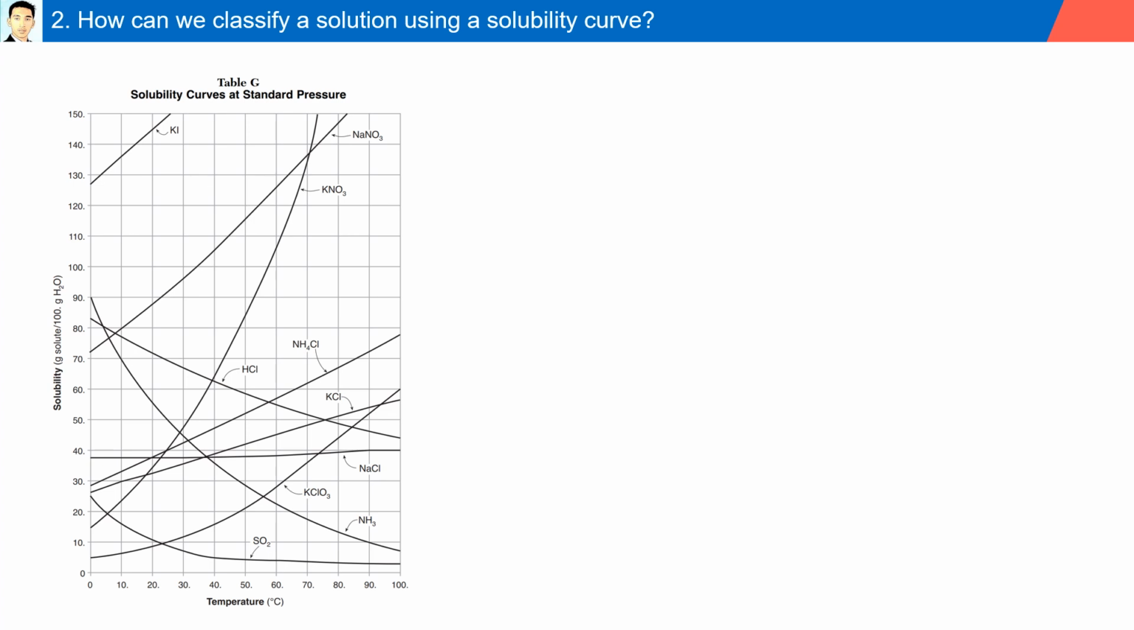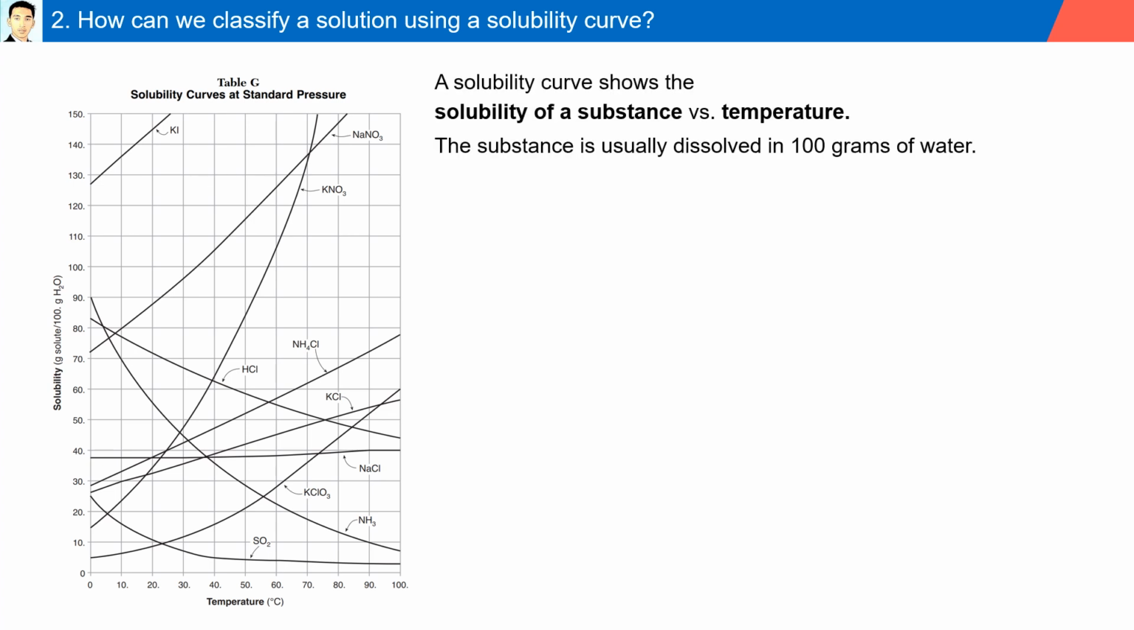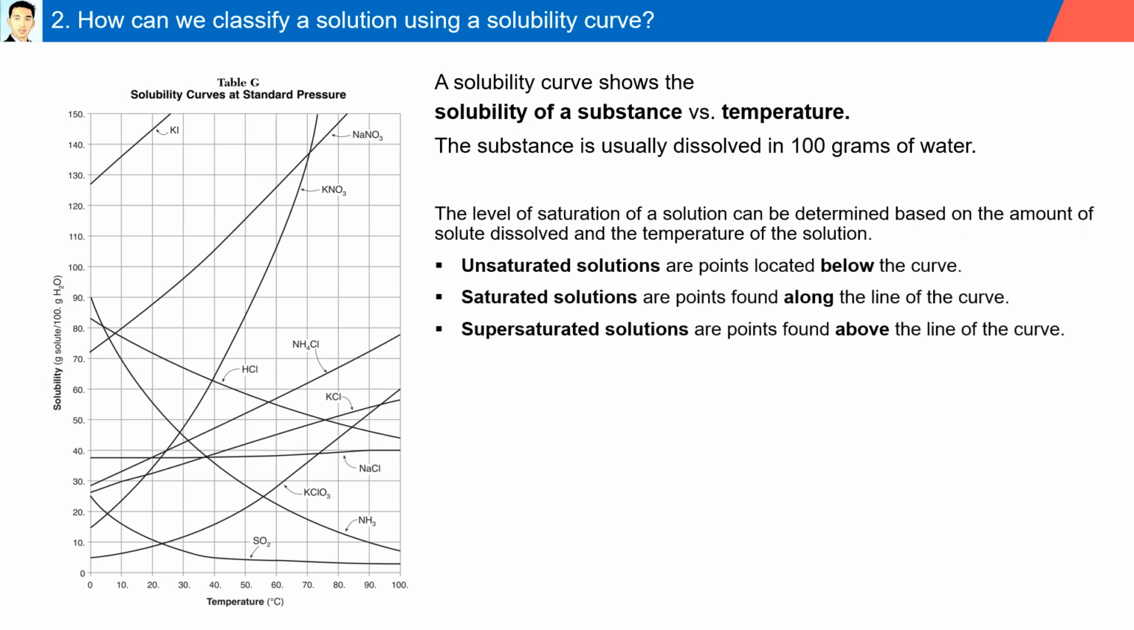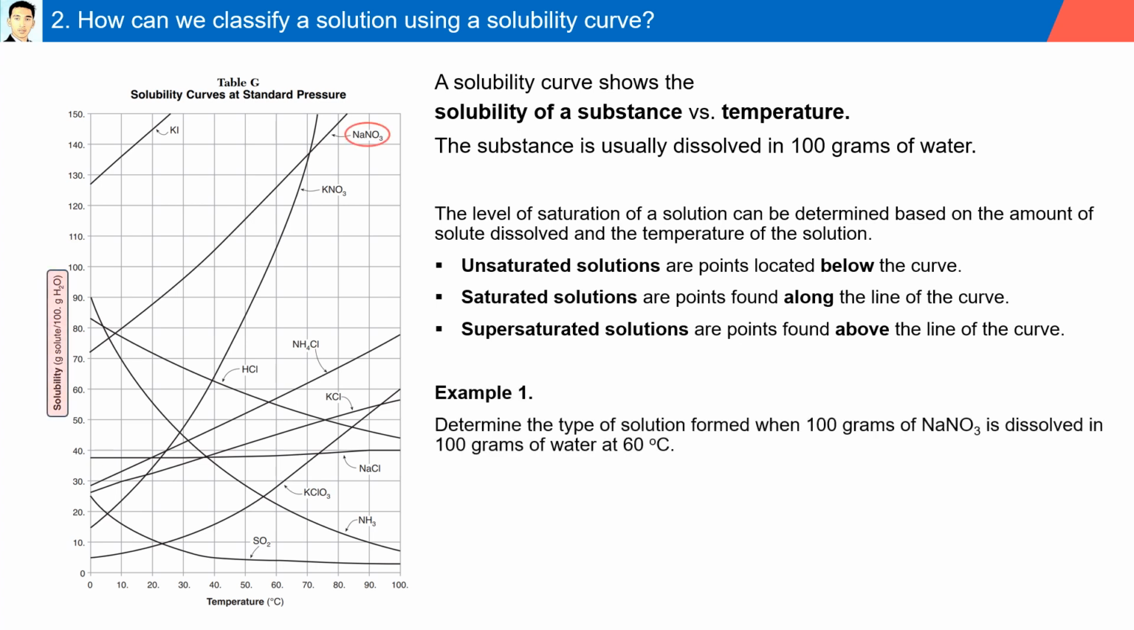How can we classify a solution using a solubility curve? A solubility curve shows the solubility of a substance versus temperature. The substance is usually dissolved in 100 grams of water. The level of saturation can be determined based on the amount of solute dissolved and the temperature of the solution. Unsaturated solutions are points below the curve. Saturated solutions are points found along the line of the curve, while supersaturated solutions are points found above the line of the curve.